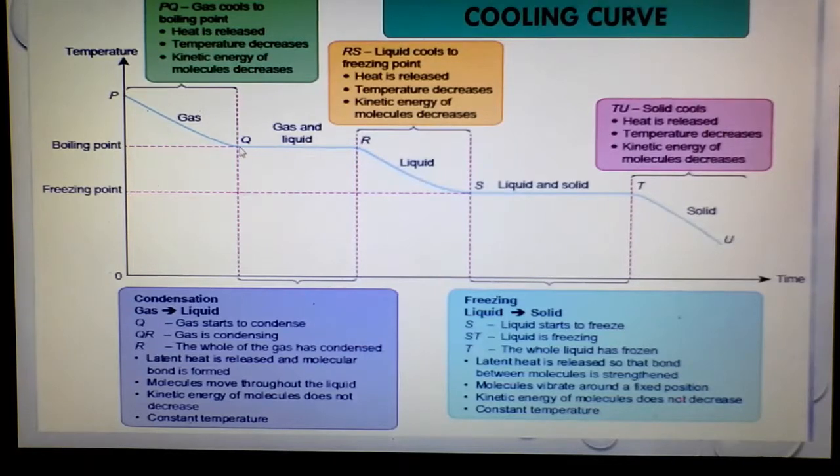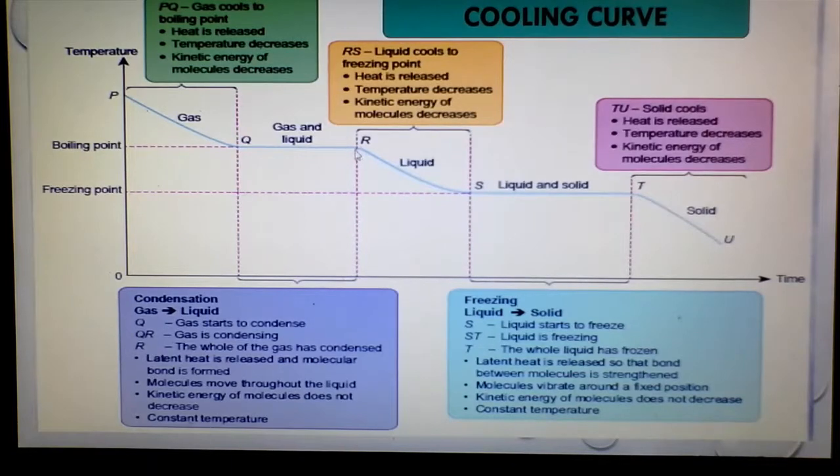Okay, so at Q, it reaches boiling point. So here, gas starts to condense to become liquid. So QR, gas is condensing. So latent heat is released, molecular bond is formed, molecules move throughout the liquid, kinetic energy of molecules does not decrease, so constant temperature. So here you can see for QR, the gas is condensing, and the amount of heat that is released, we call it latent heat of vaporization.